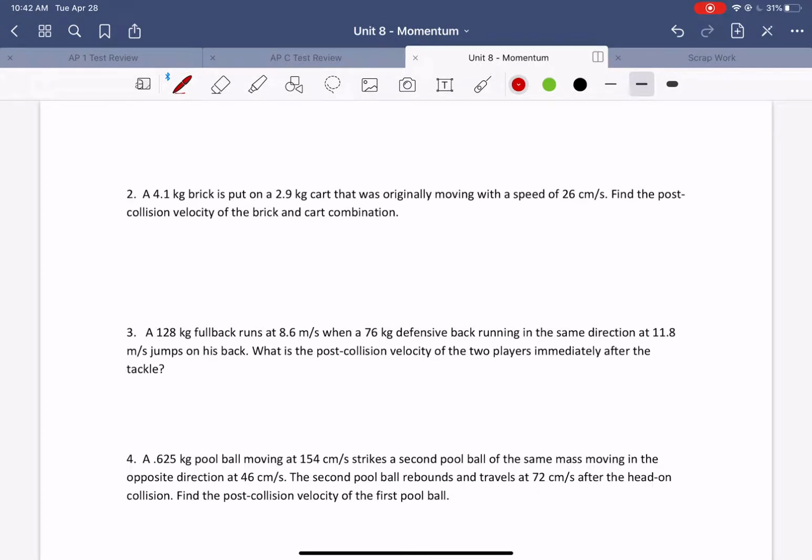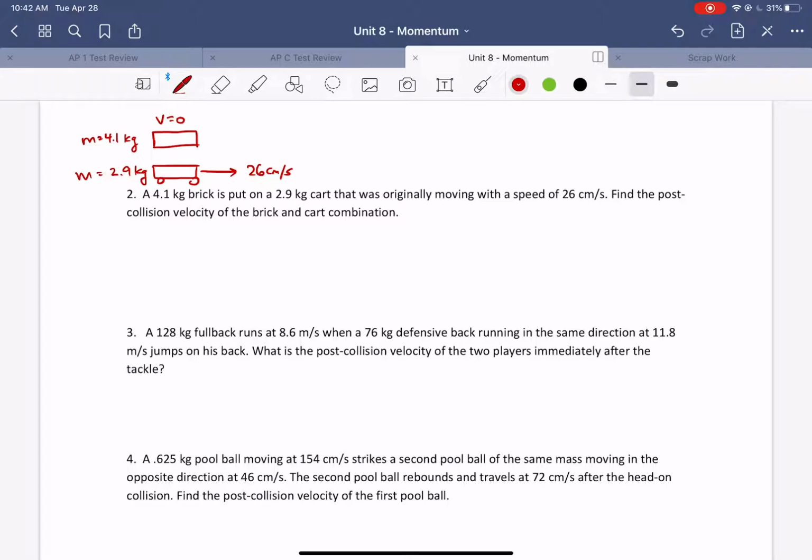All right, so sorry about that. Say we have this cart here moving to the right at 26 centimeters per second. It has a mass of 2.9 kilograms. And then the collision is between a cart and a brick, which is actually placed on it from above. So this has a mass of 4.1 kilograms, and it is at rest in the horizontal direction, so it has an initial speed of 0.